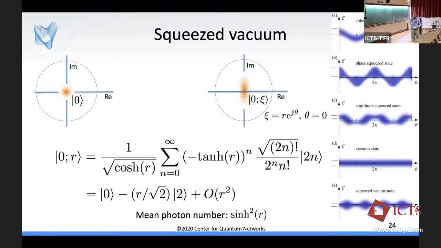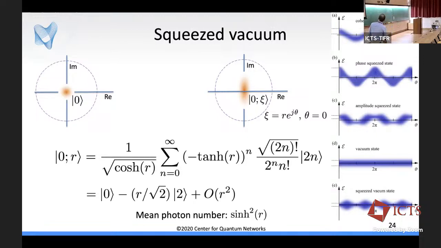For squeezed vacuum, you will have to say squeezed vacuum at 1550 nanometers or squeezed vacuum at 780 nanometers. That determines the frequency with which you see the quadrature variance go up and come back down, from 1/4 e to the minus 2r to 1/4 e to the 2r.